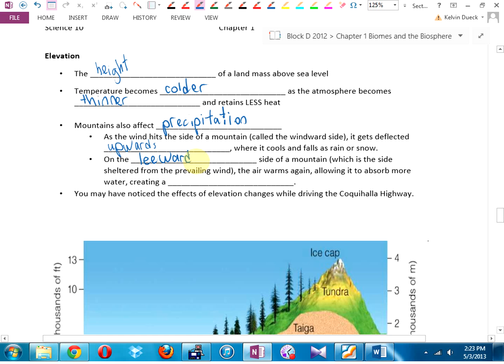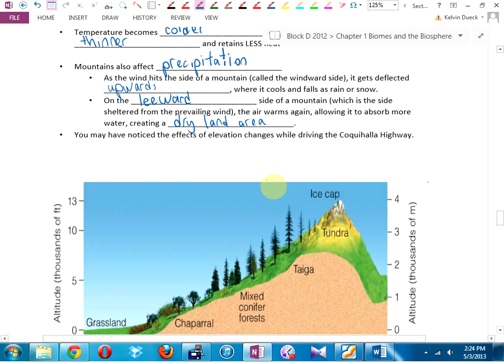As the air drops down, it warms again. And as it warms again, it can hold more water. And that creates a dry land area. In fact, sometimes you'll hear it called a rain shadow. On the other side of the mountain, there'd be a dry area there. If you've ever driven the Coquihalla, you'll notice the effect of elevation change. Keep your eyes open. In fact, at the top, even in the summer, often there's snow, right?